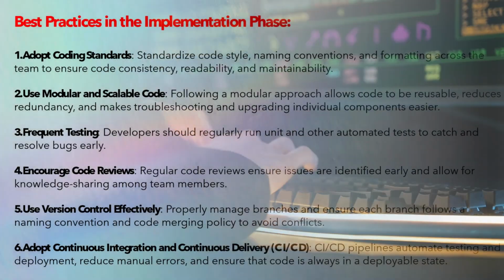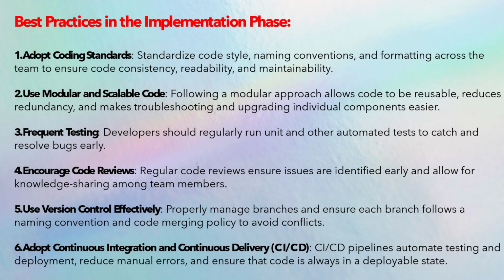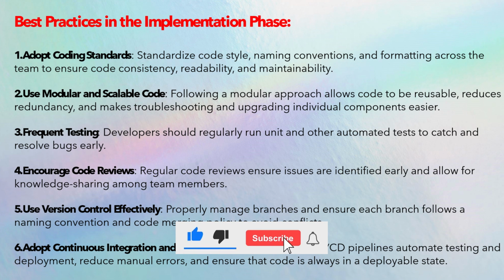Now let's see the best practices in the implementation phase. Best practice for the implementation phase. 1. Adopt coding standards. Standardize the code style, naming conventions, and formatting to improve readability and consistency across the team. 2. Use modular and scalable code. Write code in modular, reusable components to minimize redundancy, making it easier to troubleshoot, upgrade, and maintain.